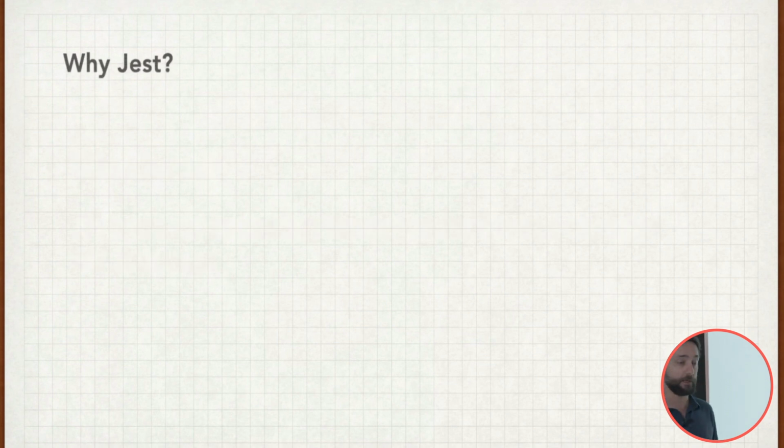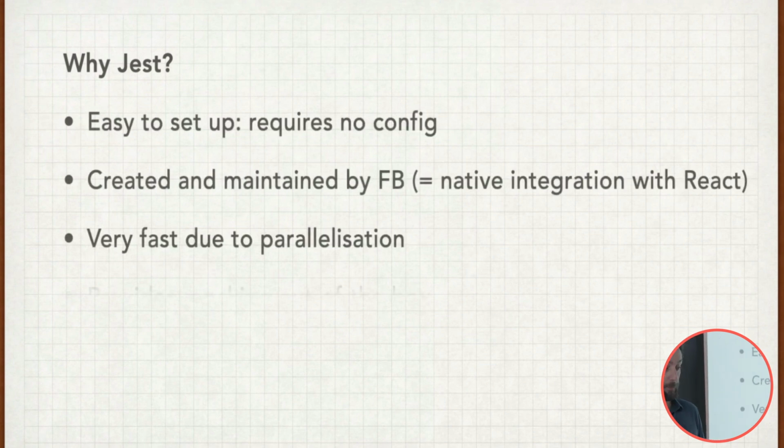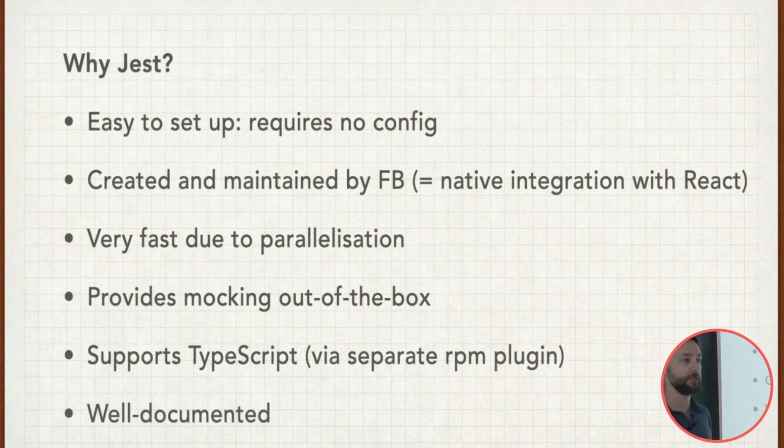Why Jest? Why not a Jasmine or a Karma or Sinon? It's extremely easy to set up. So basically, in its minimal version, it requires no config, but that assumes that you are writing the vanilla JavaScript. You have to name your folder with tests specifically, and you have to name your tests also in a very specific way. But the bottom line is that you can run it with no config. It's created by the guys from Facebook, the same people who made React, which means it's natively integrated with React, and it means it's going to be supported for a very, very long time.